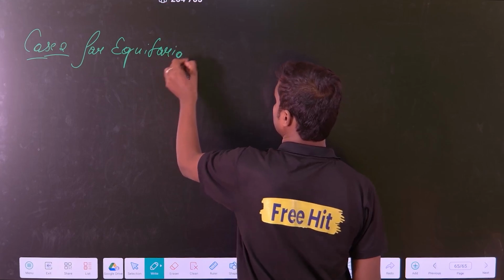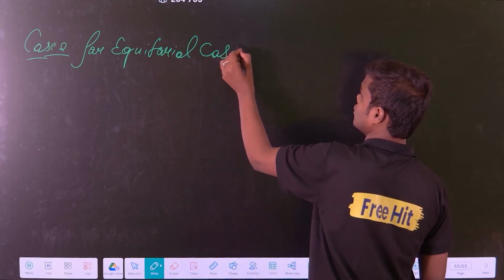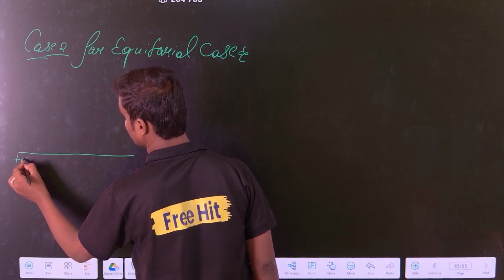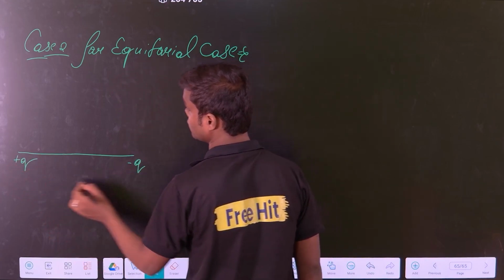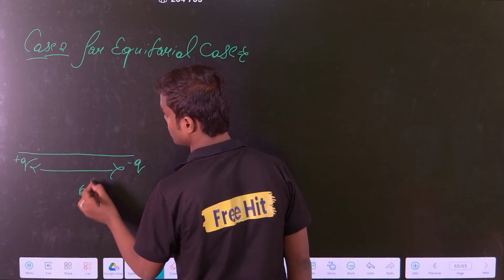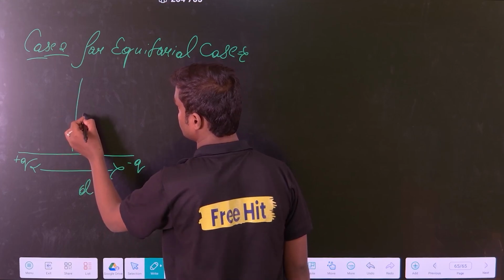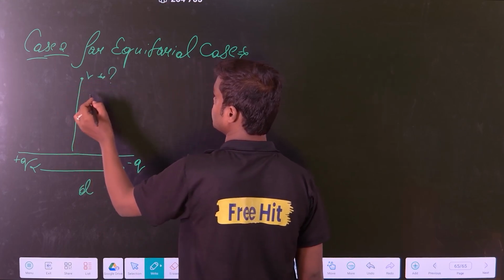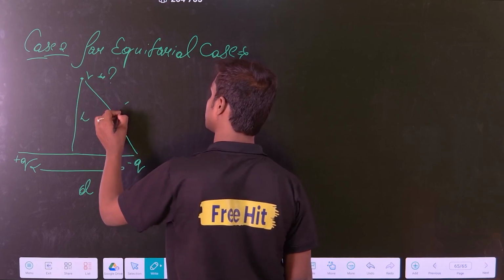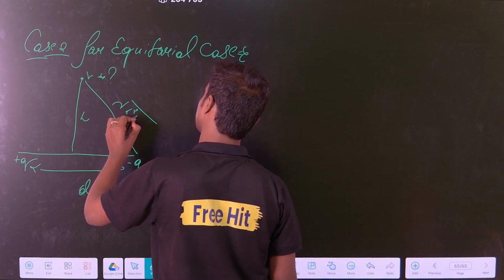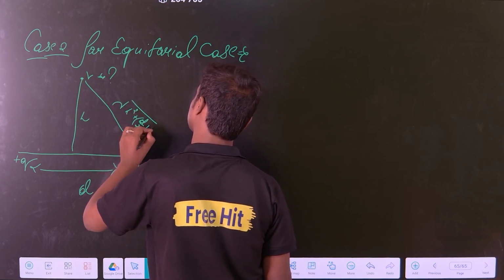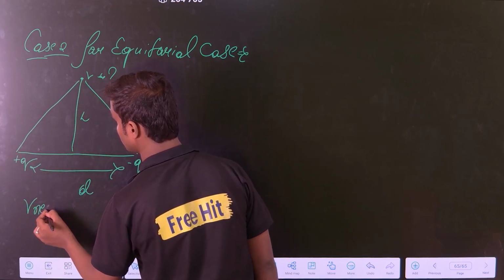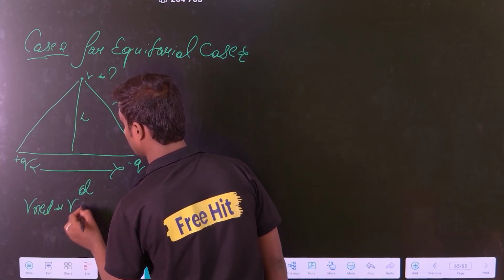So for the equatorial case, suppose this is my plus q, this is my minus q, and this distance is d. Equatorial means suppose this length is L, and here I want to calculate the potential. So we join this. What is this distance? This distance will be root over of L square plus d by 2 whole square. Correct? Similarly here also.